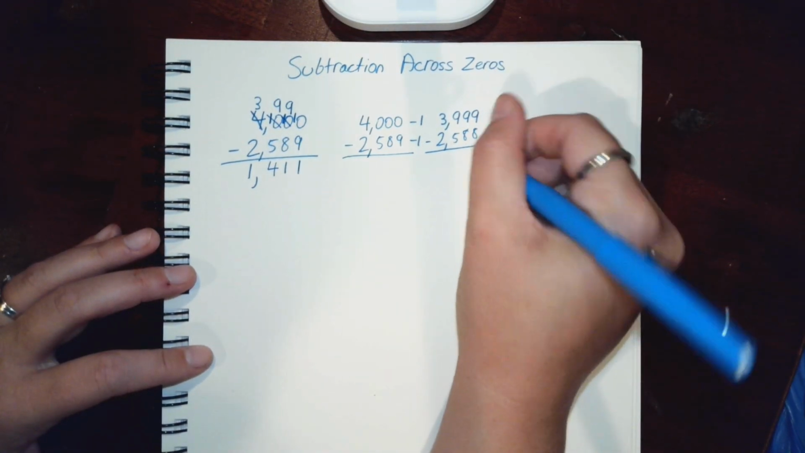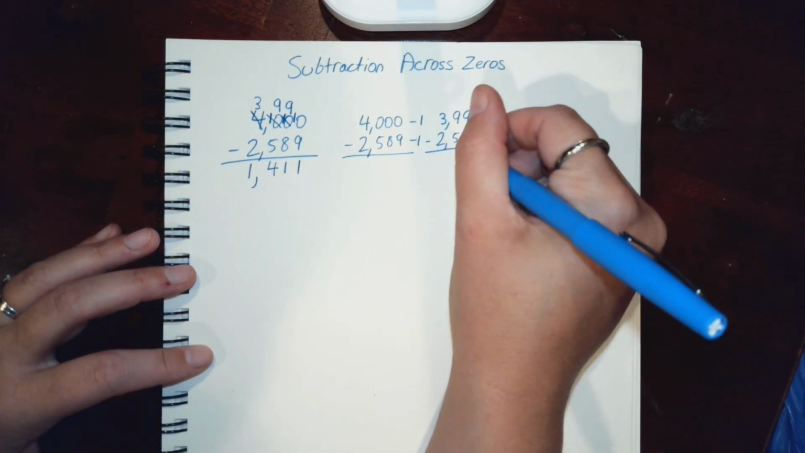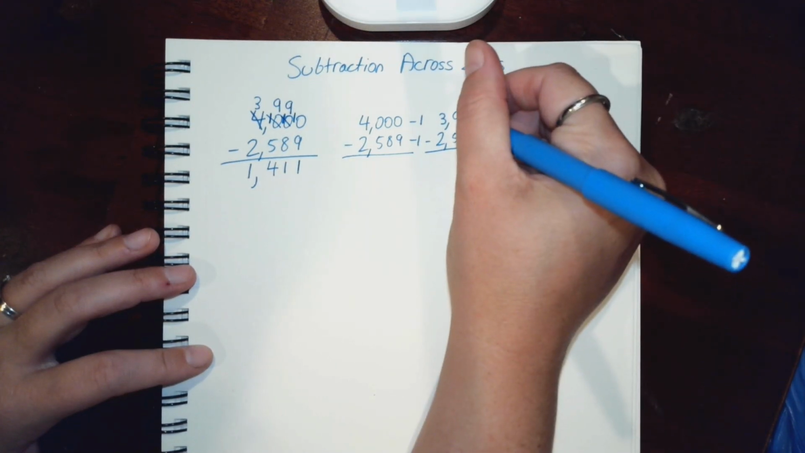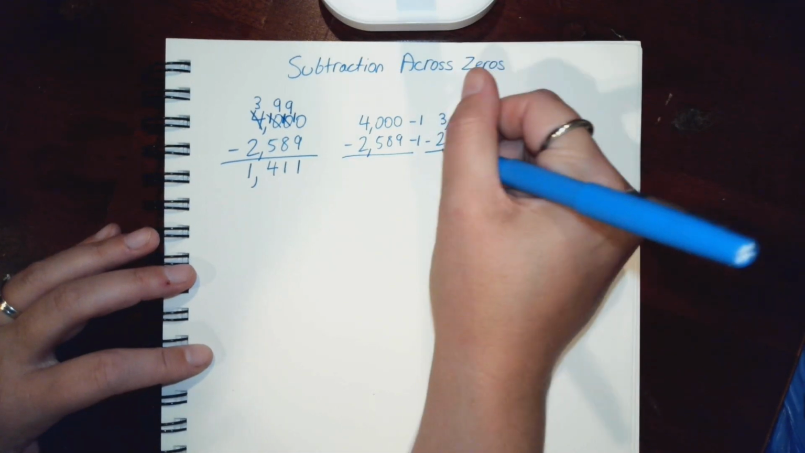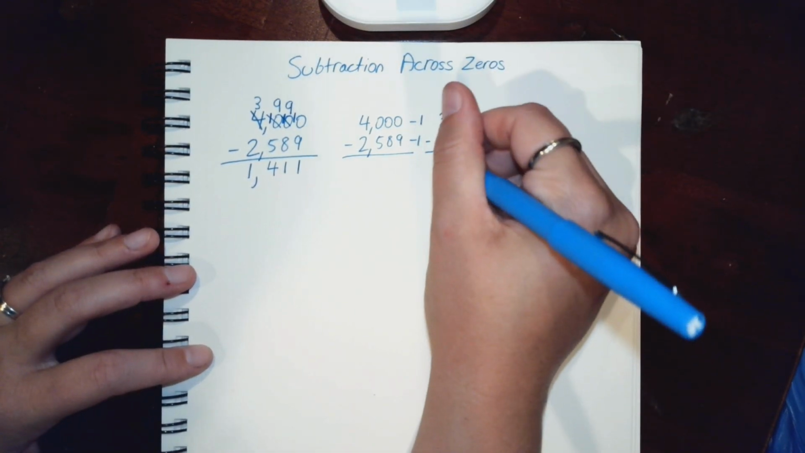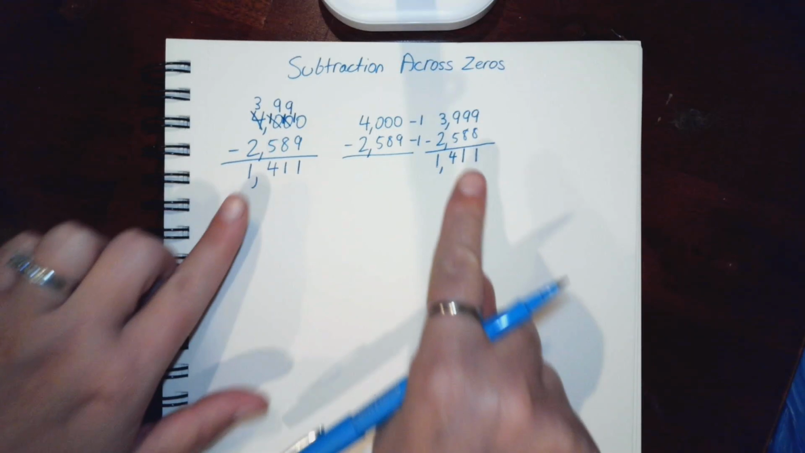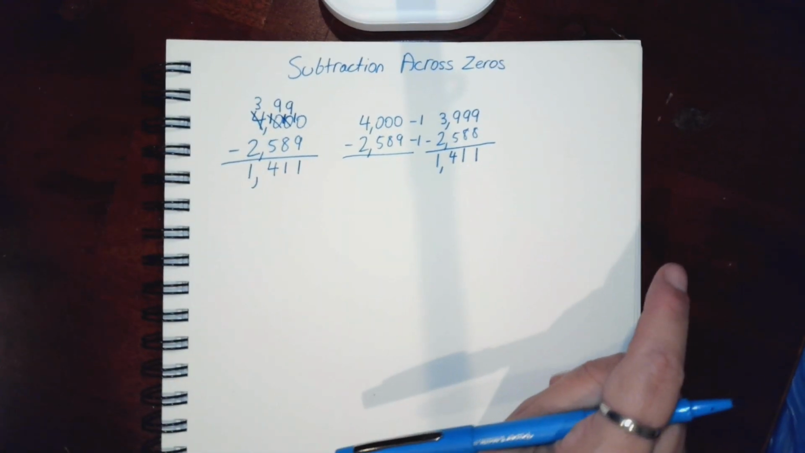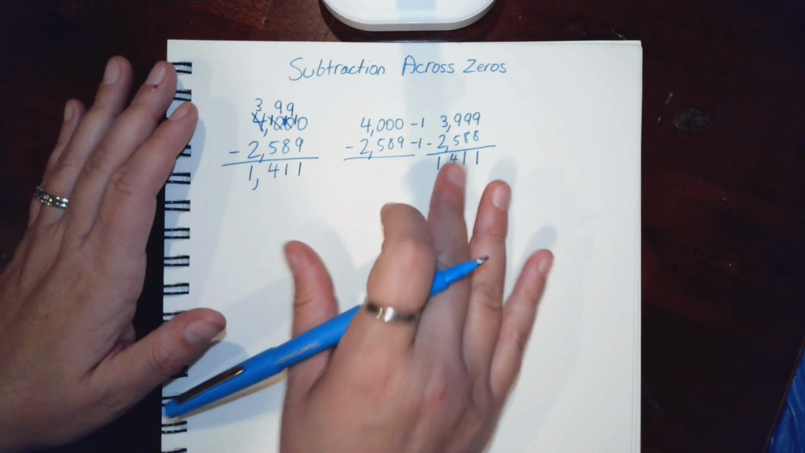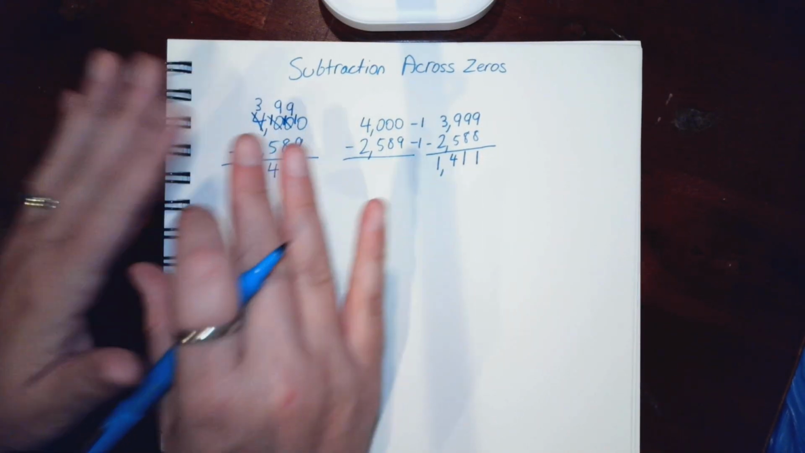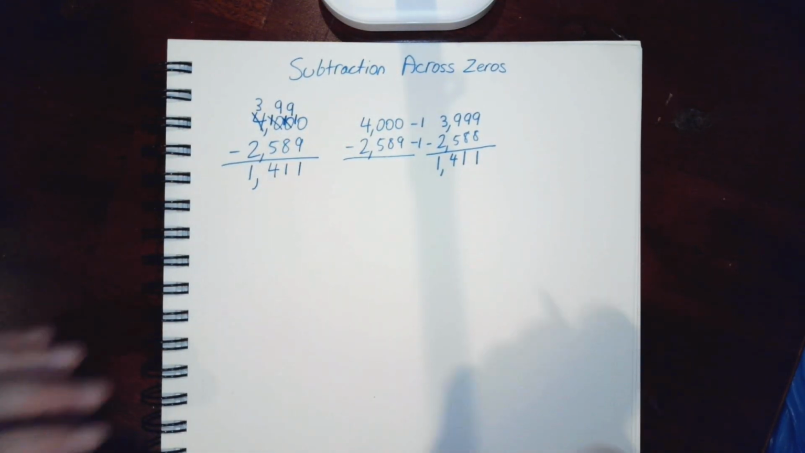9 minus 8 is 1. 9 tens minus 8 tens is 1 ten. 9 hundreds minus 5 hundreds is 4 hundreds. 3 thousands minus 2 thousands is 1,000. My difference is the same. So either way is going to work. I like this way because then I don't get lost in regrouping over here.